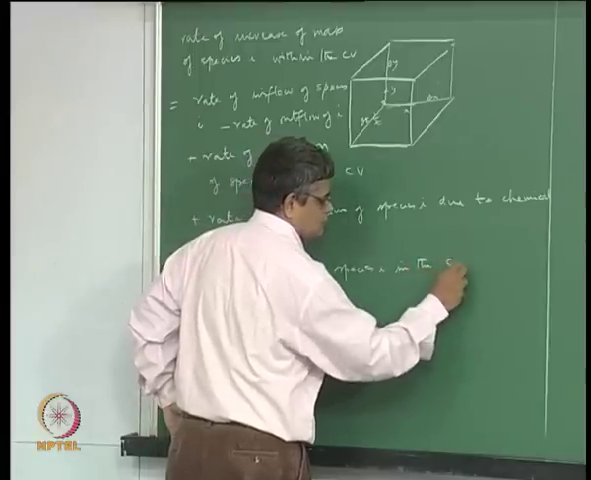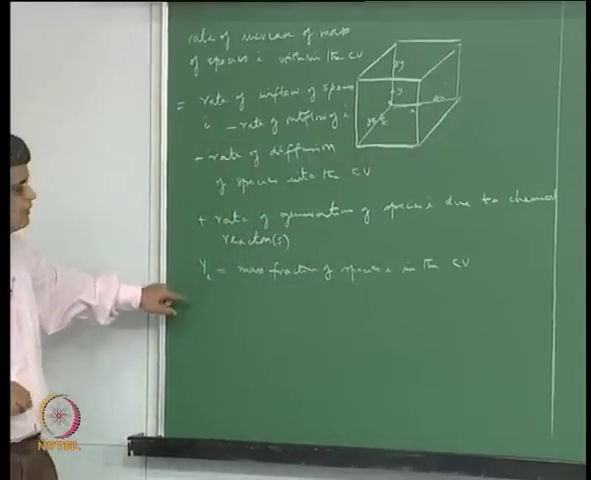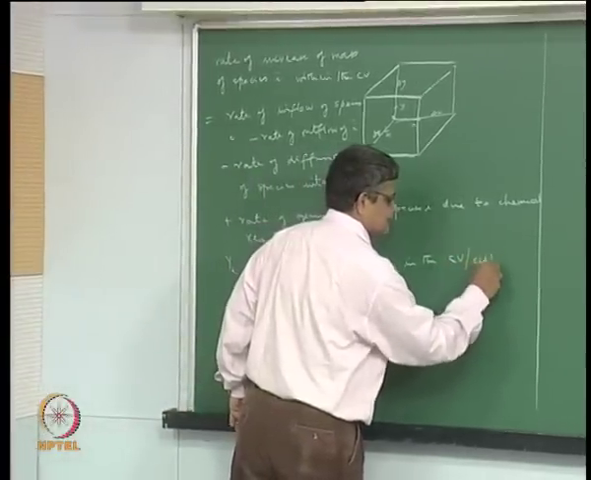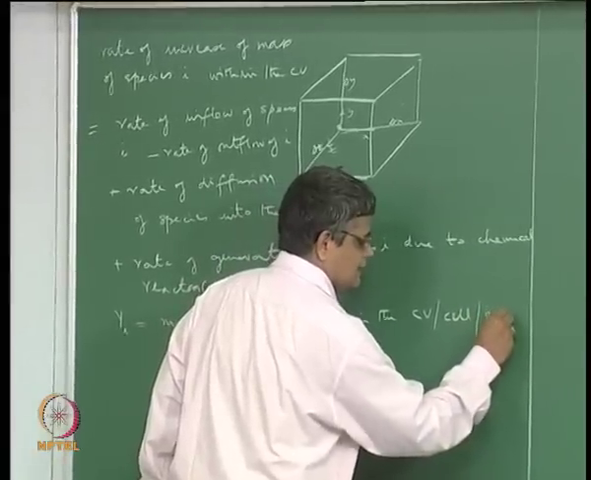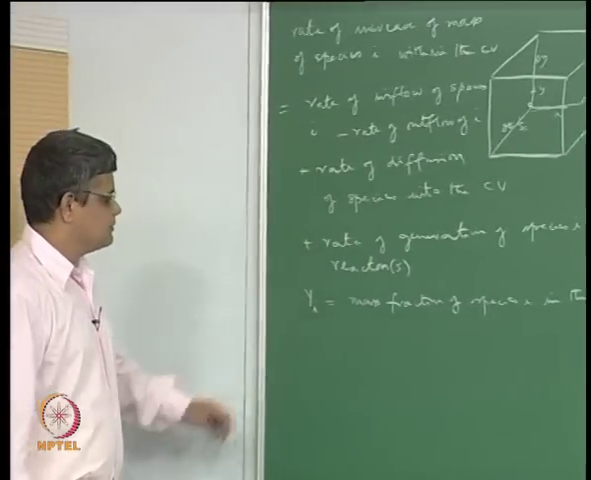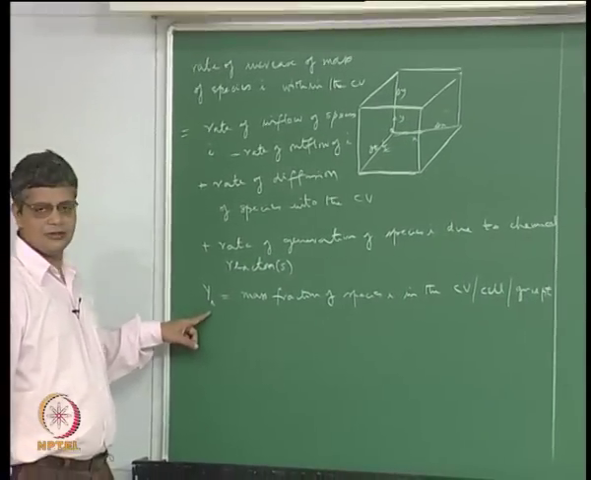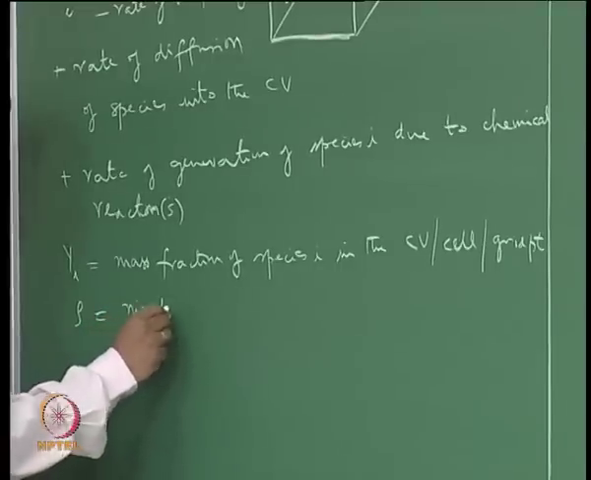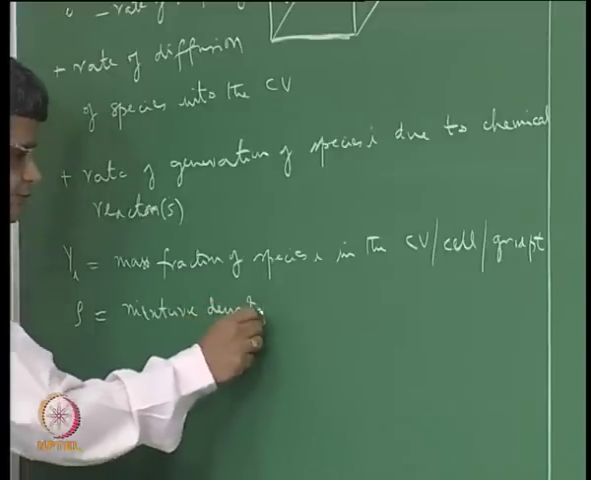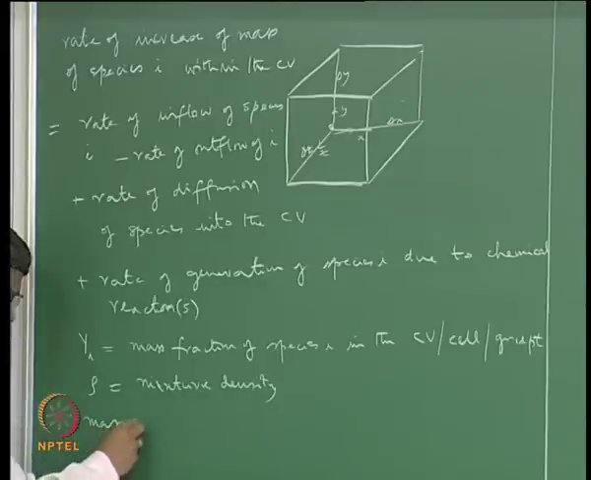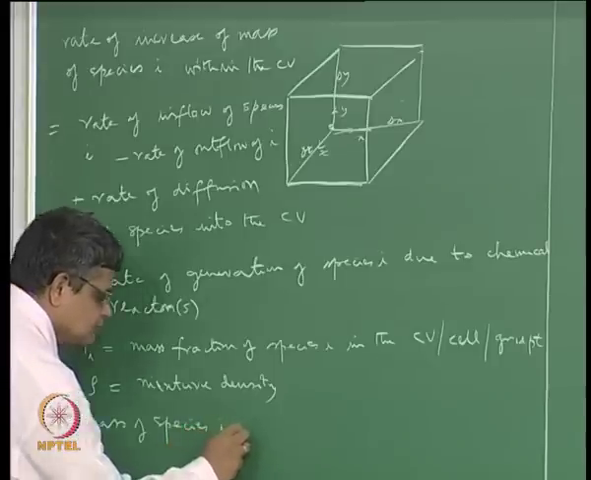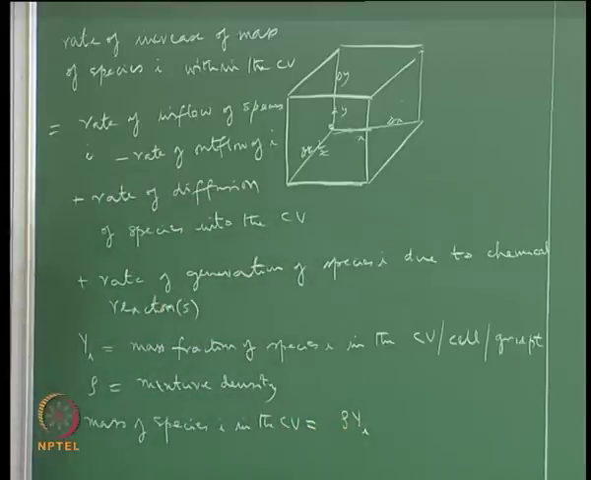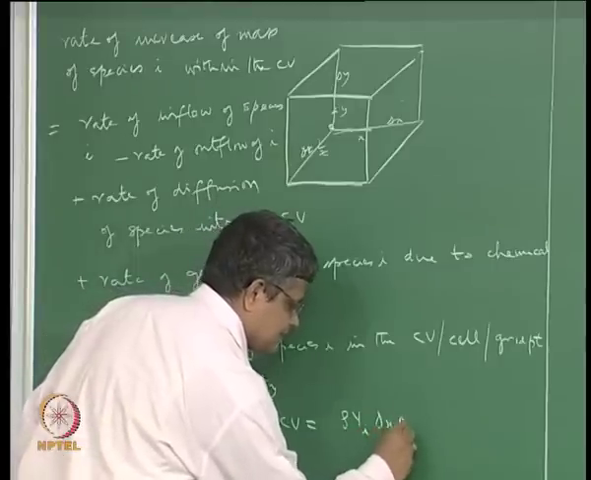in the control volume. Okay, in the control volume, since this is our variable, this is also the variable which is defined at the grid point or at the center of the cell. So, we can write it as in the cell or at the grid point. Okay. So, because it is a mass fraction, it is dimensionless, and if rho is the overall density, is the mixture density, then mass of species I in the control volume will be equal to rho yi times the volume delta x, delta y, delta z.